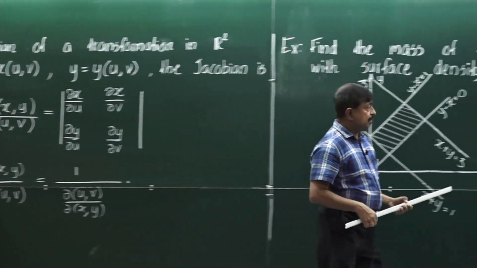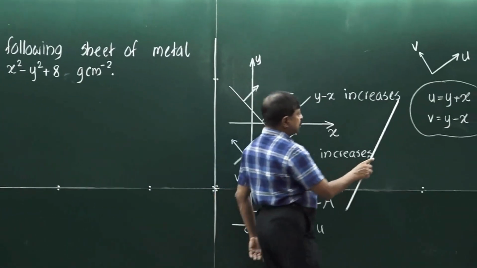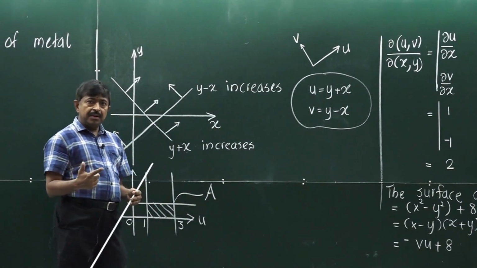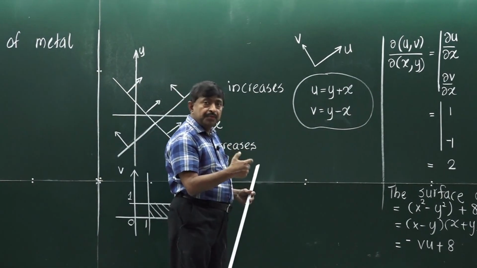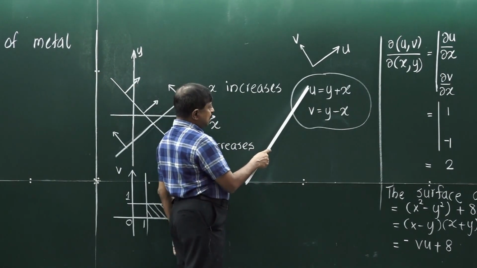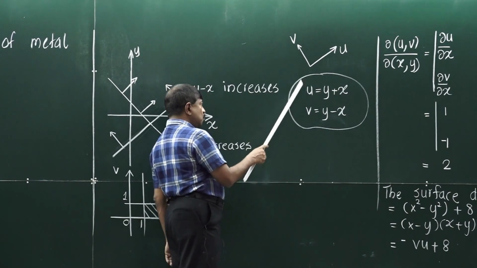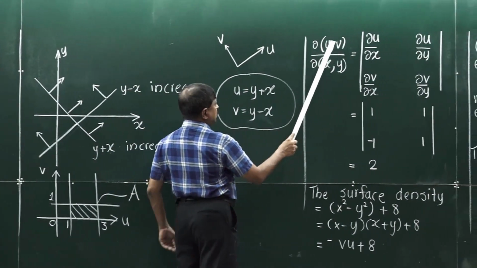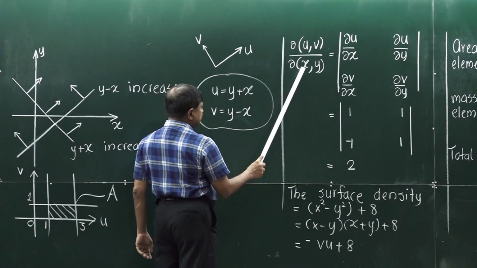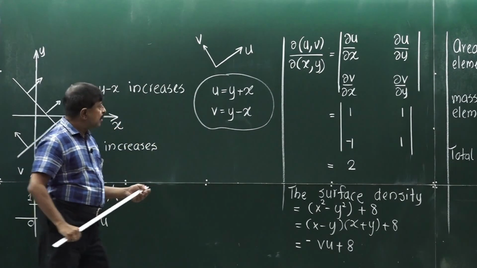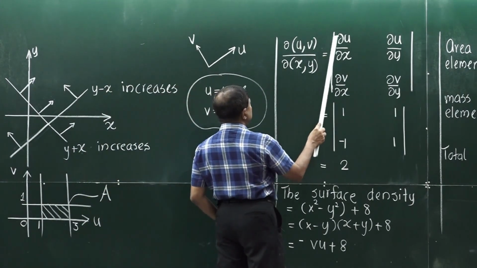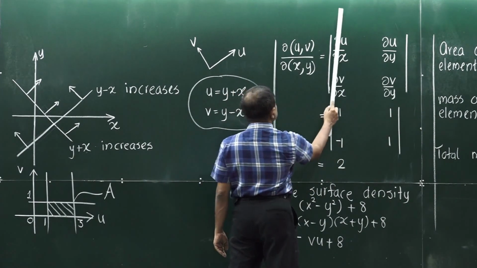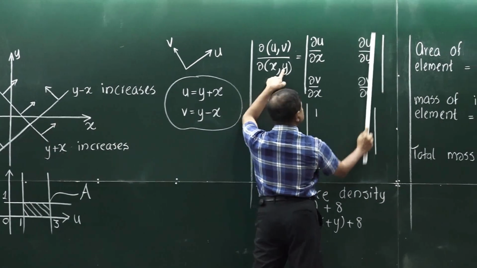You can do it in either way. Since here u and v are expressed in terms of x and y, you go for the Jacobian, which has terms like partial u over partial x, partial u over partial y. Therefore, you should come to the top. U and v appear at the top, x and y appear downstairs. As we observed earlier, u should be in the first row, v in the second row, x in the first column, and y in the second column.